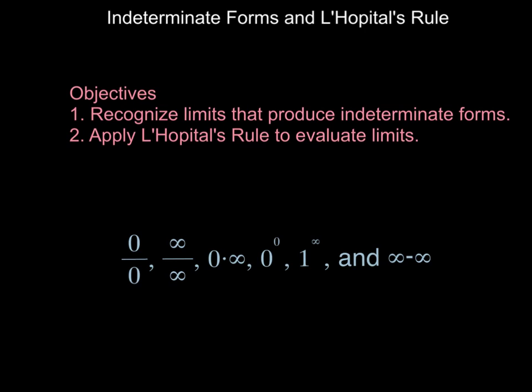Our objectives for this particular video are, number one, recognize limits that produce indeterminate forms, and number two, apply L'Hopital's rule to evaluate these limits. Now the indeterminate forms that we're going to be working with are the two you are most familiar with right now, which are 0 over 0 and infinity over infinity. But we do have these other indeterminate forms as well that we'll have to go through and modify so that we can apply L'Hopital's rule. So that will be what we'll be looking at in this video. So we'll see the development of L'Hopital's rule and then the use of L'Hopital's rule.